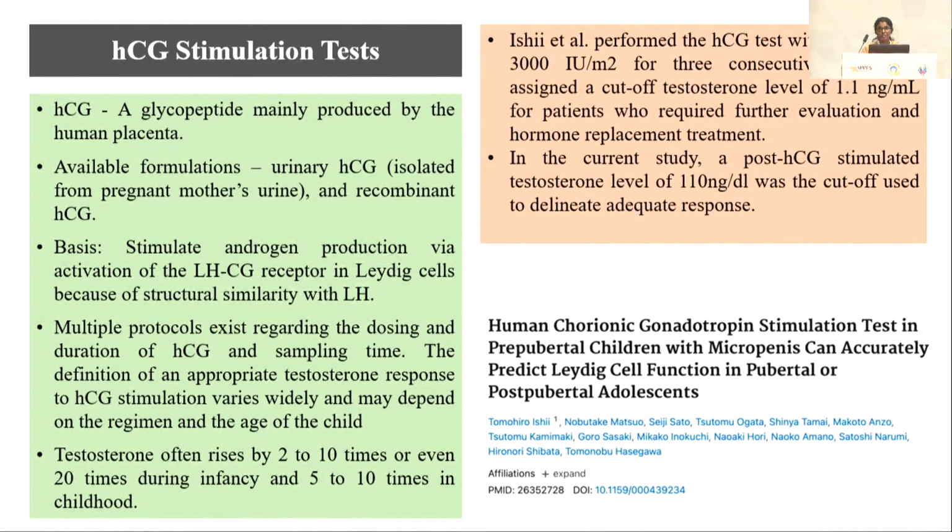However, there are a lot of studies which give discrete testosterone values, and one among them is a study by Ishii et al., where a cutoff testosterone level of 1.1 nanogram per ml was assigned, which predicted the Leydig cell activity during the pubertal period.